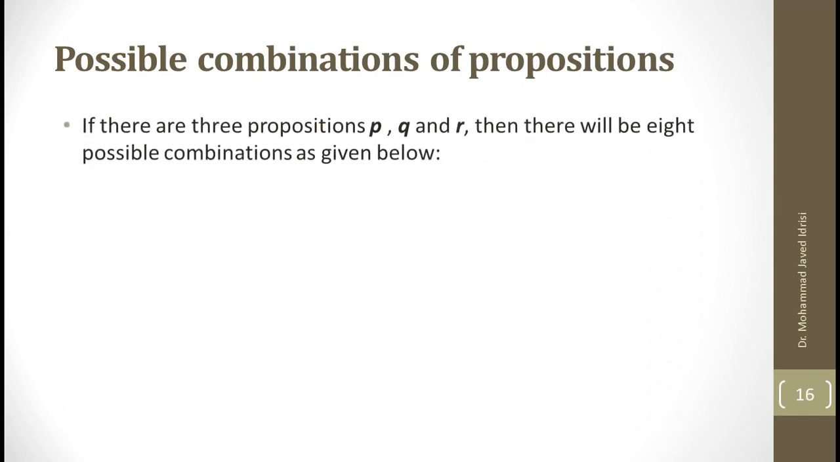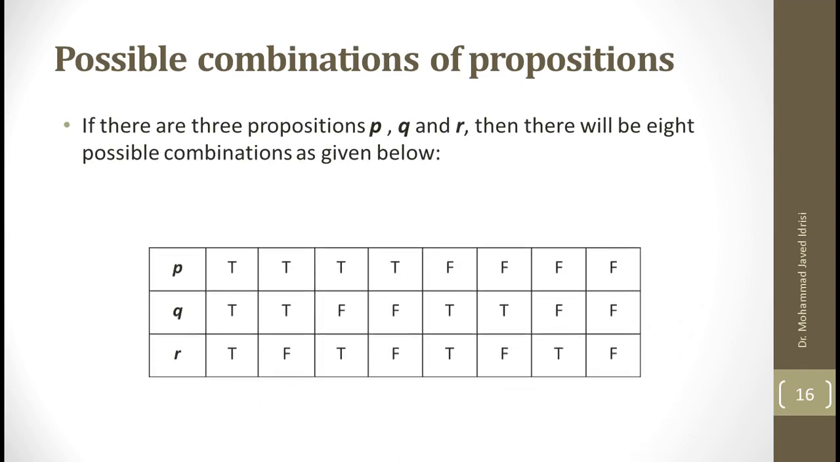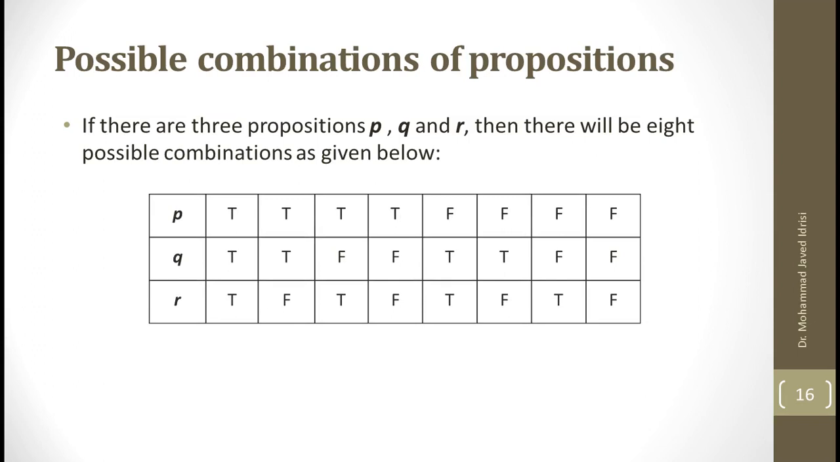If we have 3 propositions P, Q and R, then there will be 8 possible combinations. Either P, Q and R all are true, or P and Q are true, R is false, P and R are true, Q is false, P true, Q and R are false, P is false, Q and R are true, P and R are false but Q is true, P and Q false, R true, and all are false.